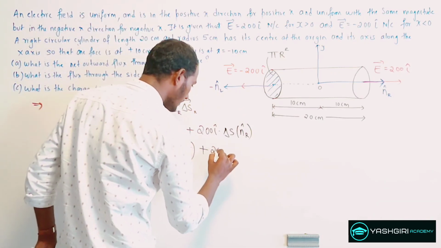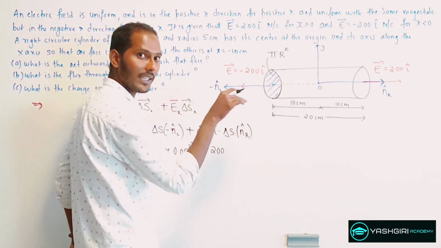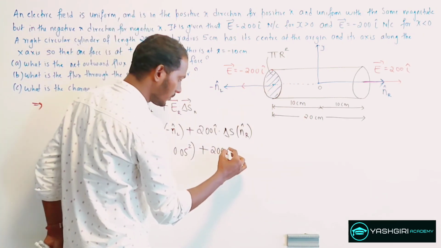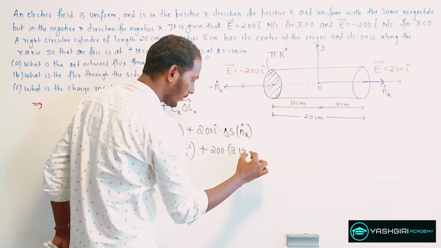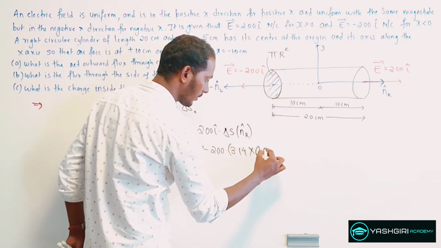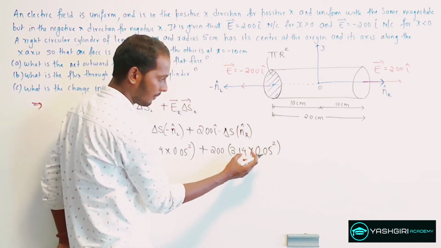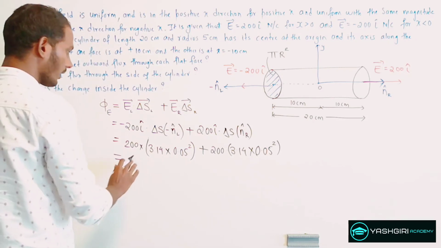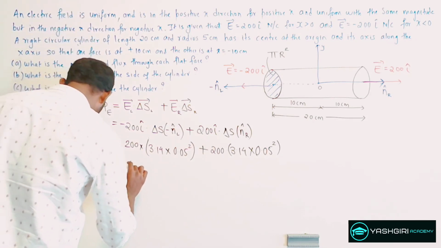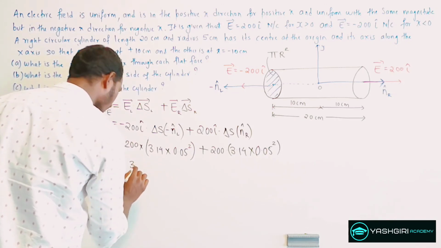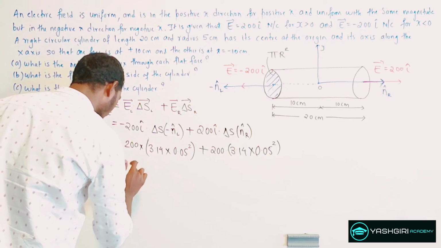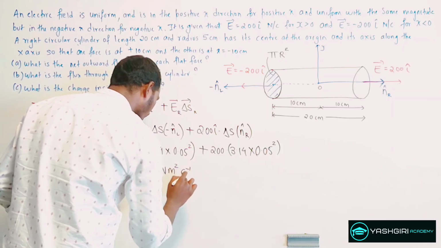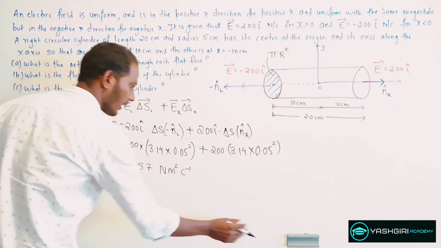In the same way, this is your 200 i cap into n cap, both are in the same direction, theta is equal to 0, that means the cos of 0 is what? 1, into delta S. Delta S is how much? 3.14 into 0.05 the square. So this is your pi r square, and if you solve this, the answer that I'll be getting is 1.57 Newton meter square per Coulomb. So that's the answer.